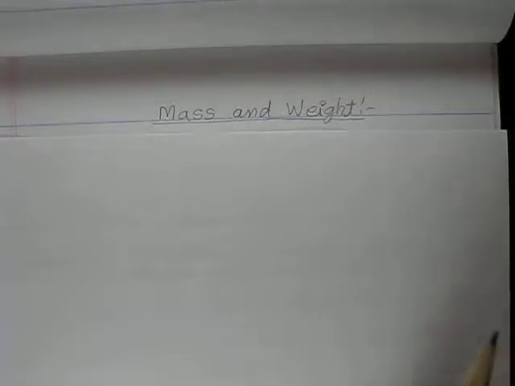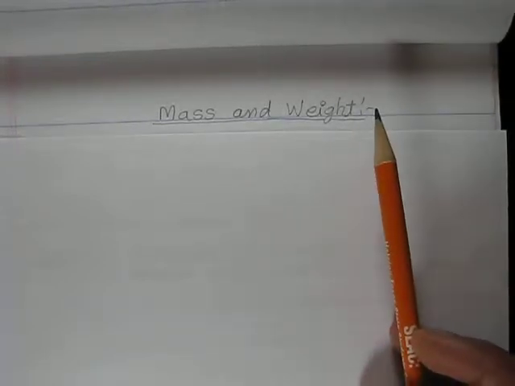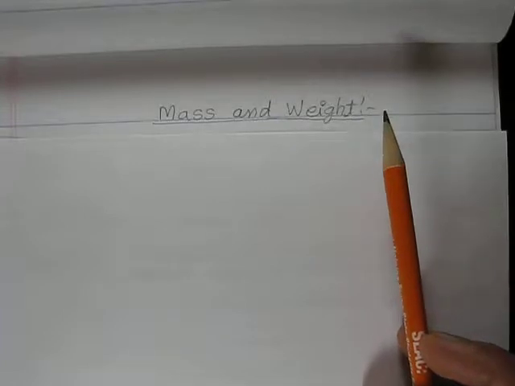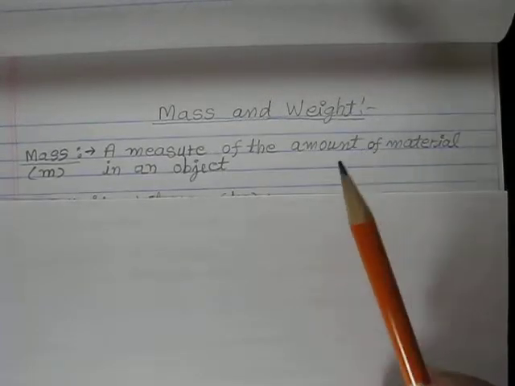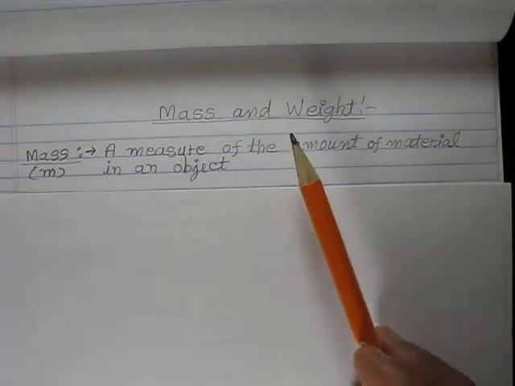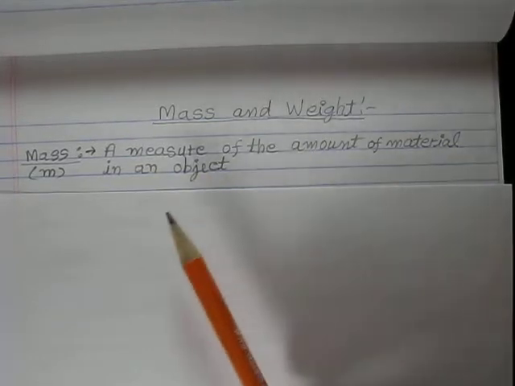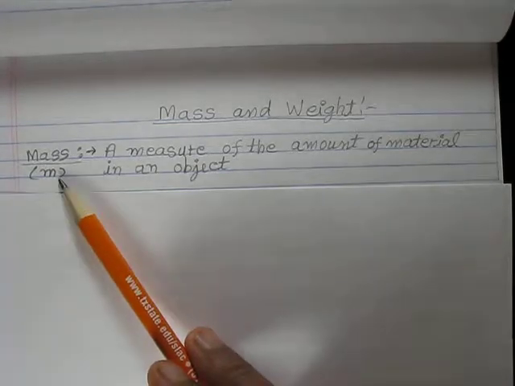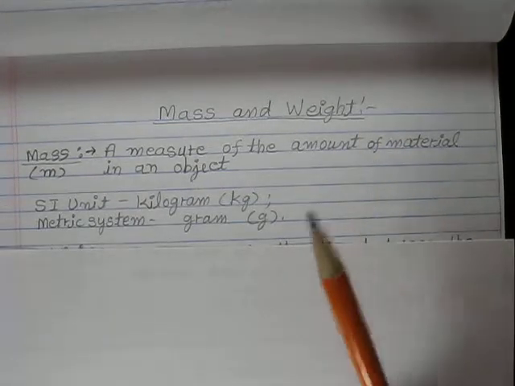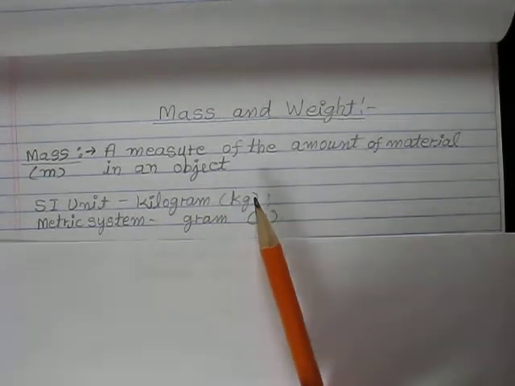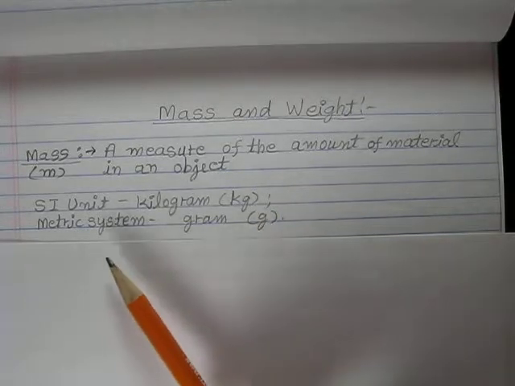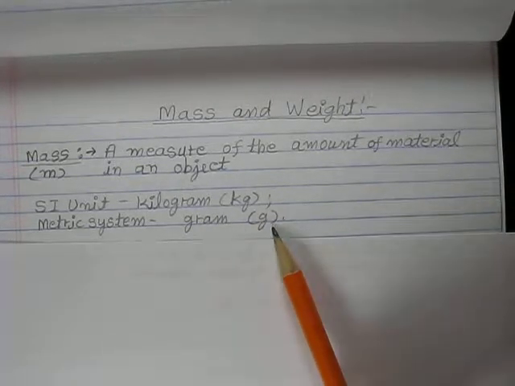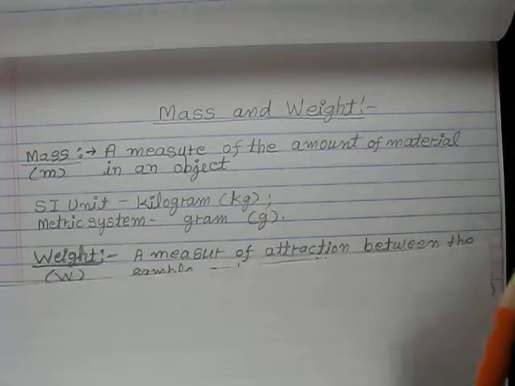So let's start the mass and weight unit in a little bit more detail. Mass is defined as a measure of the amount of material of an object, and it is represented by small m, and its SI unit is kilogram, represented by kg. Metric unit is gram, represented as small g.